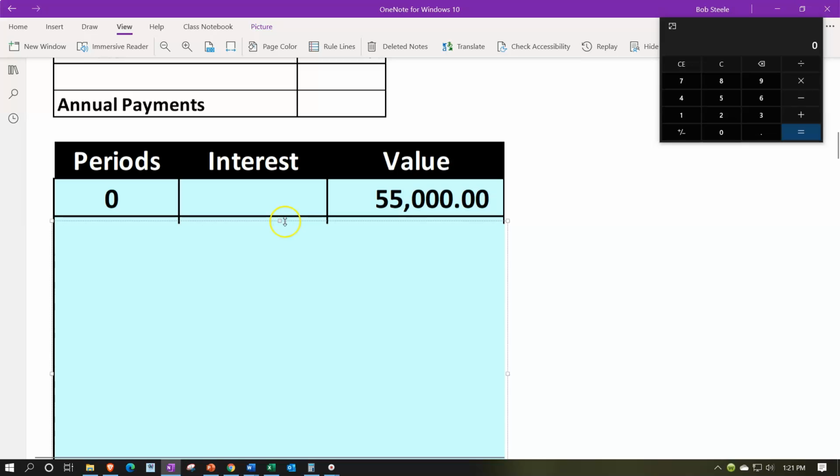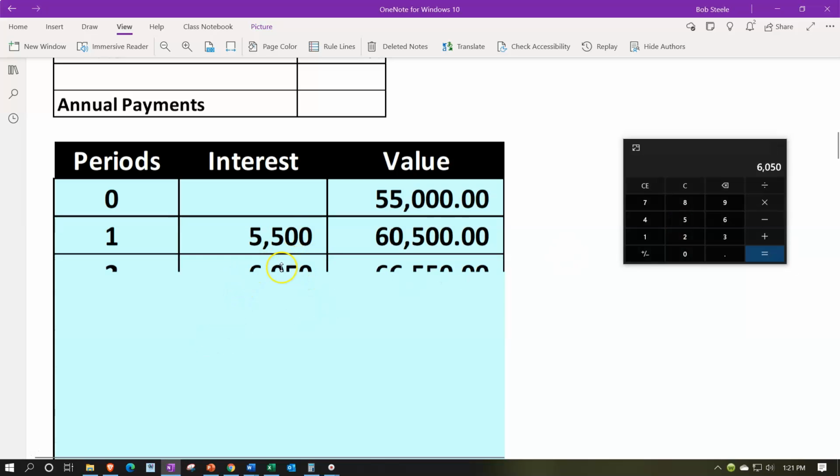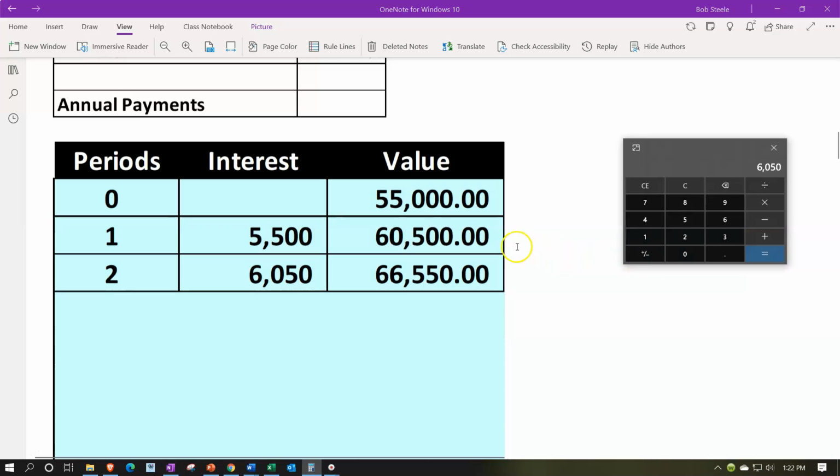So we'd start off with 55,000, of course. We would take then the 55,000 and we'd multiply it times the rate, which is going to be the 10%, 0.1. That's going to give us the 5,500 plus the 55,000. We're now at the 60,500. If we multiply that times the rate of 0.1, we get the 6050, the 6050 being the interest plus the prior balance of the 60500.